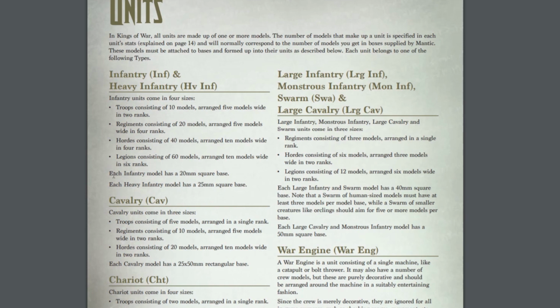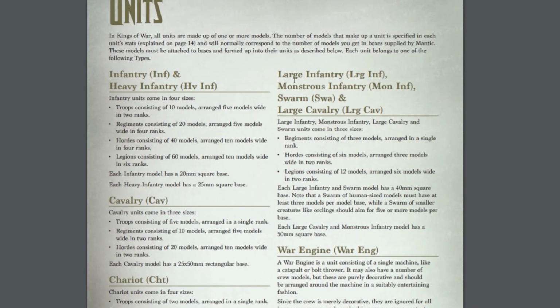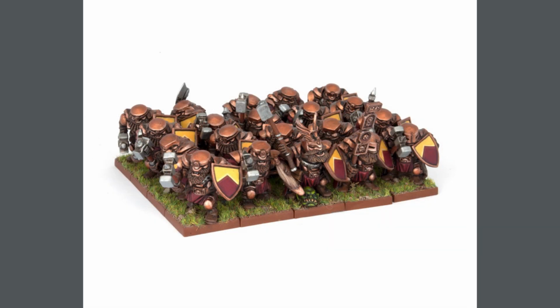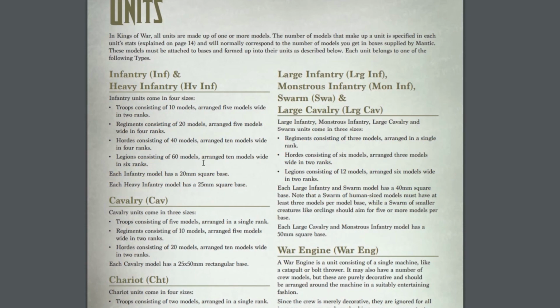The difference being that an infantry model is a 20mm by 20mm square base, and a heavy infantry model is a 25 by 25. That's the only difference between their designation. But they both fall under the same category of all of these criteria. So a troop consists of 10 models arranged 5 wide, so 1, 2, 3, 4, 5, and then a second row of 5 in the second rank. Regiments are going to be 20 models arranged 5 wide and then 4 ranks. Hordes are 40, and then 60 models arranged in 10 by 6.